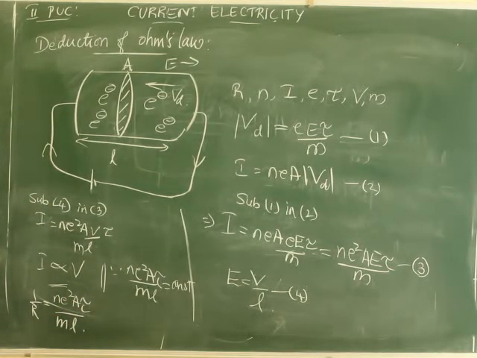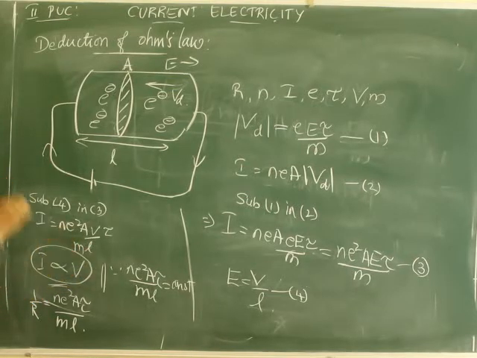So 1 by R is equal to n e square A tau by mL. This is the expression for resistance. So one more expression for resistance. Understood? Till here the derivation. So how to deduce Ohm's law?